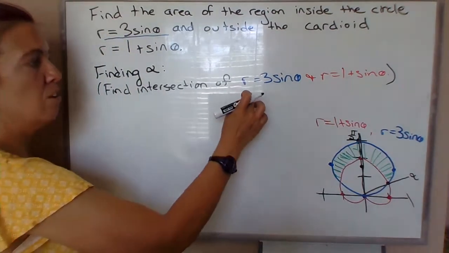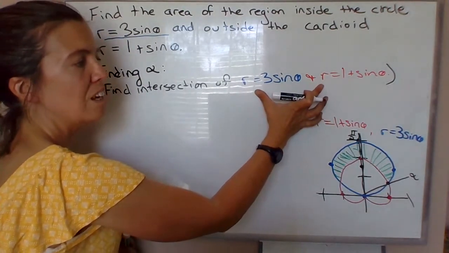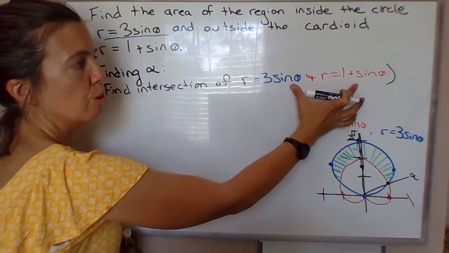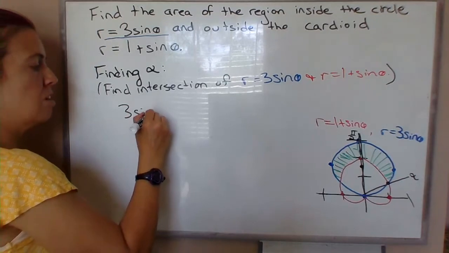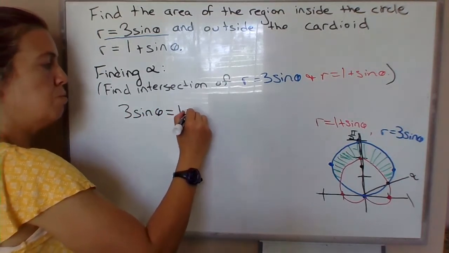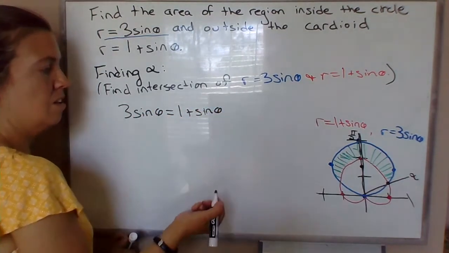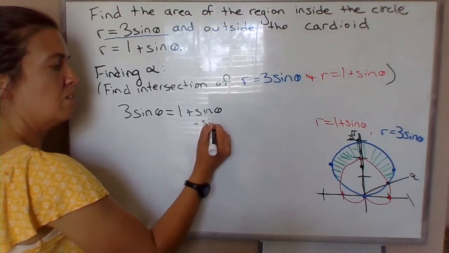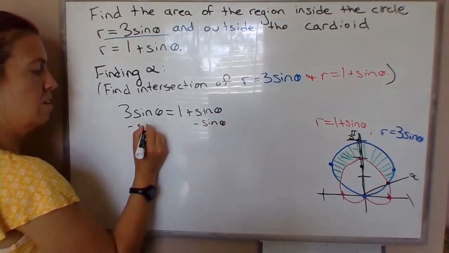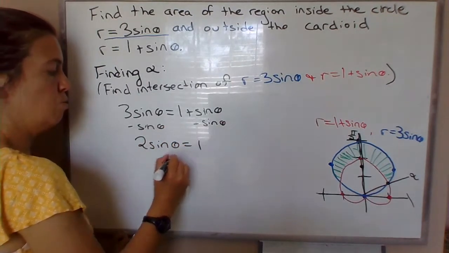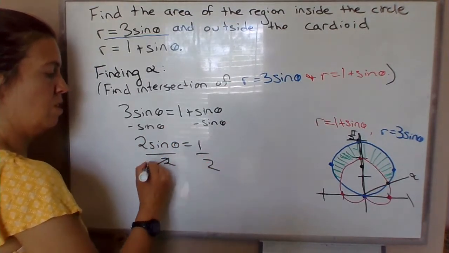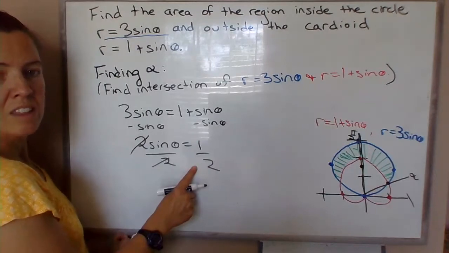So it's an r, theta pair that satisfies both of those equations. And so to find that intersection, if it's the same value of r along both curves, then I could set these expressions equal to each other. 3 sine theta equals 1 plus sine theta. Now if I subtract sine theta from both sides, I have 2 sine theta equals 1, divide by 2. So I want to know, when is sine theta equal to 1/2?